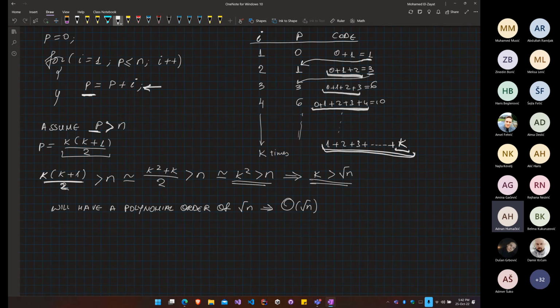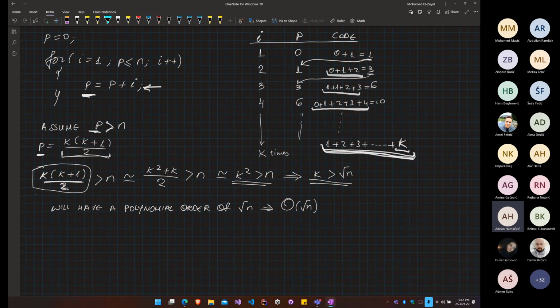So if p is larger than n, then we ask, what was p actually? What is the code of p? The code of p is this, right? 0 plus 1, and then in the second loop, 0 plus 1 plus 2, and then in the third loop, 0 plus 1 plus 2 plus 3, and so on and so forth. So we said, aha, p is the sum of the natural numbers. I'm just going to take out p and substitute it with this, written in a different form. So the stopping condition of p larger than n is this.